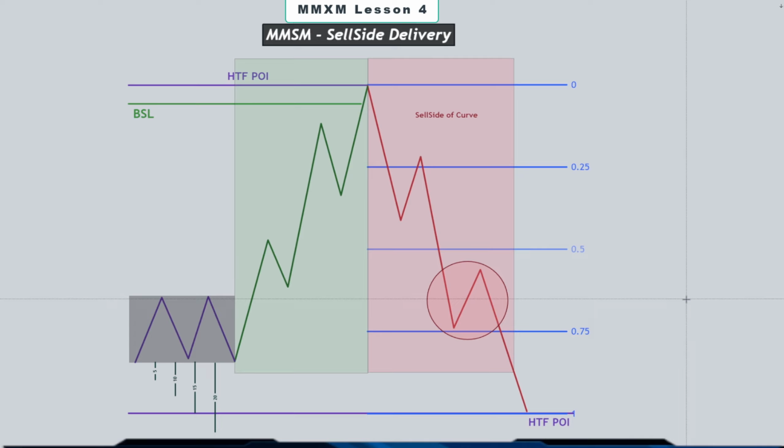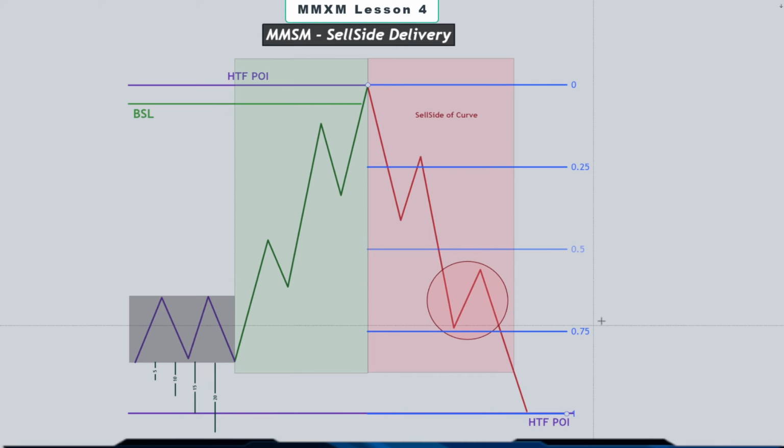Around the 75% level, we will most likely have our second stage of distribution or the redistribution leg, and in this area we will most likely get our silver bullet. Now in the next lesson, I will talk about why and how the silver bullet forms and how we can anticipate a trade using the silver bullet method.